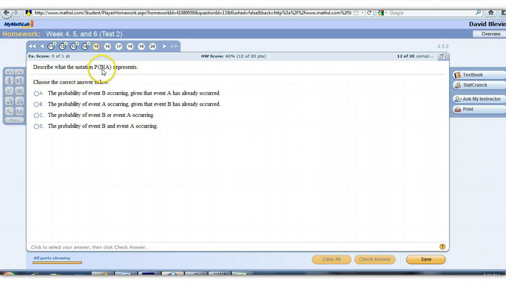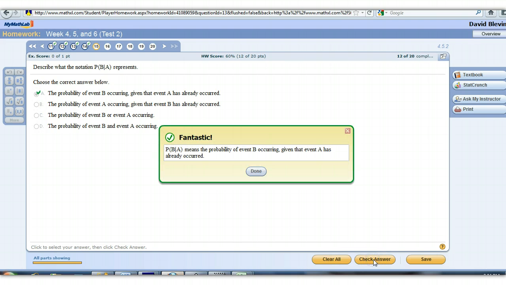Alright, more notation stuff. B|A means the probability event B occurs given that event A occurs. Alright, so that's the notation for conditional or given probability.